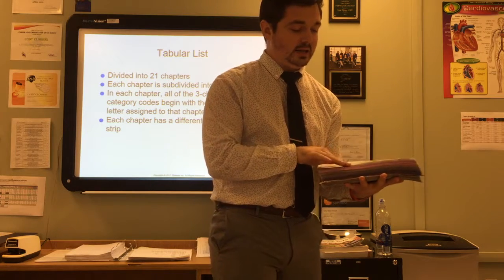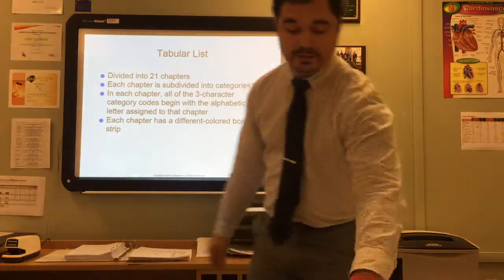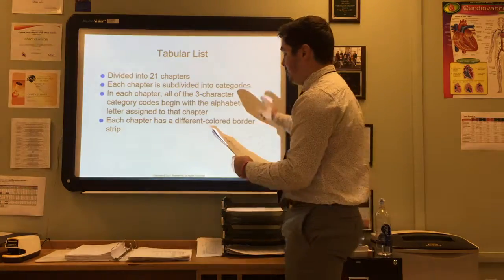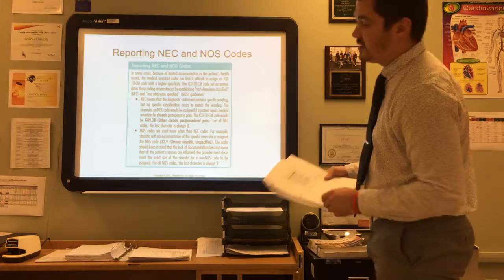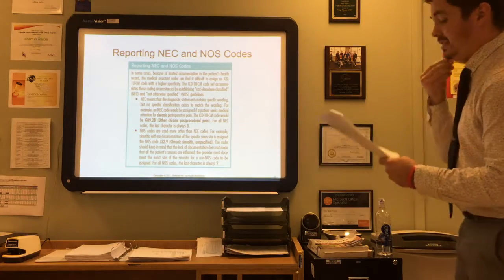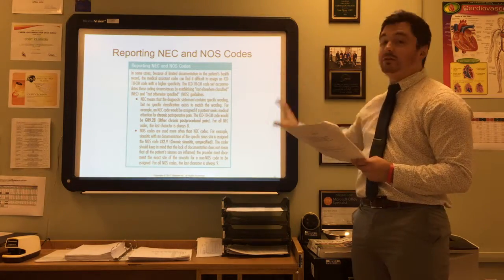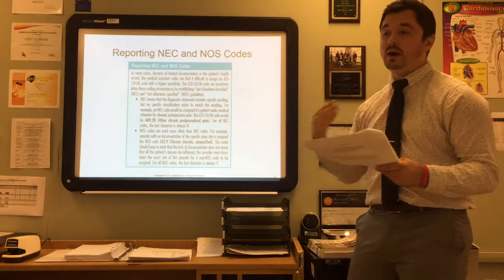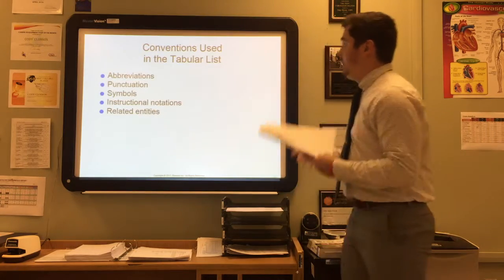After the alphabetical index, you have your tabular list in the back, and they are separated by colors. So if you look on page 261, okay, in the upper left-hand corner, you'll see reporting neck and nose codes. So read up on these guys. I'm not going to read this whole thing for you. It is here for you. Educate yourself on this a little bit here.